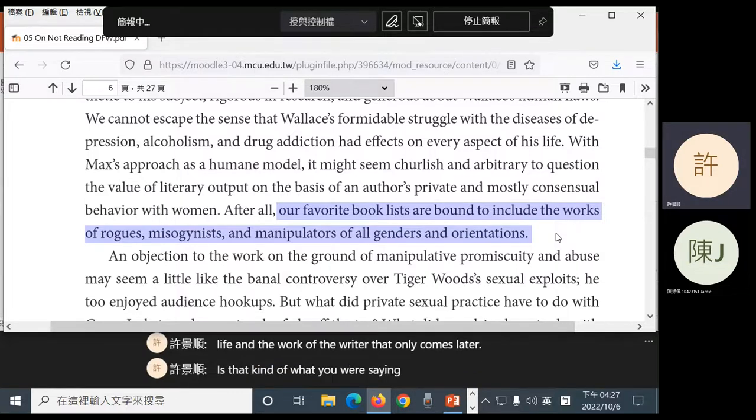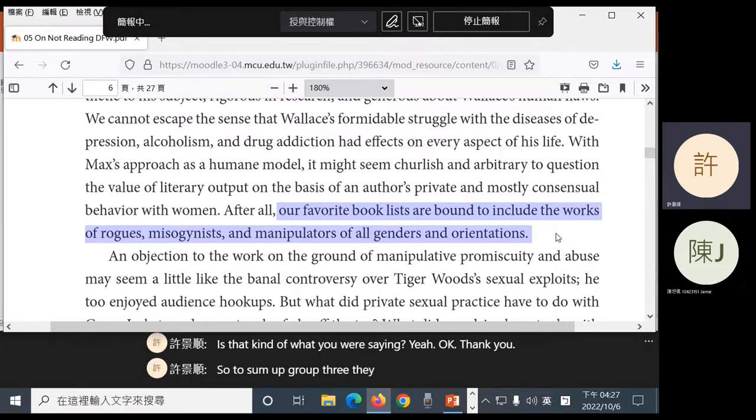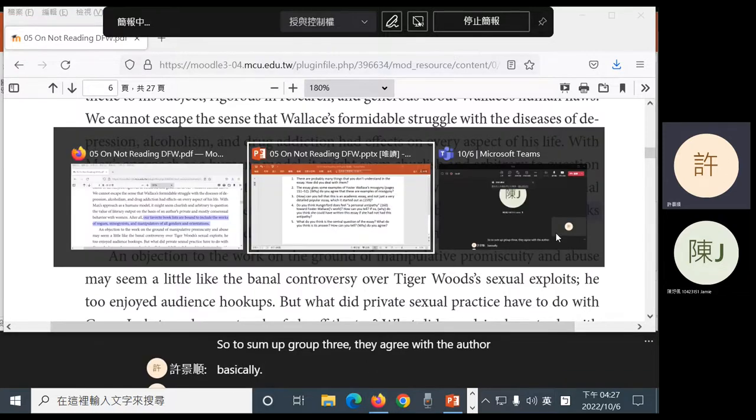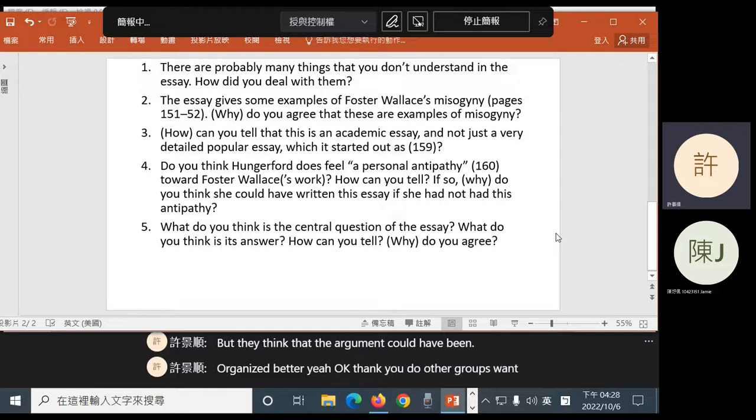Yeah, okay, thank you. So to sum up group three, they agree with the author basically, but they think that the argument could have been organized better. Yeah, okay, thank you. Do other groups want to add to this question?